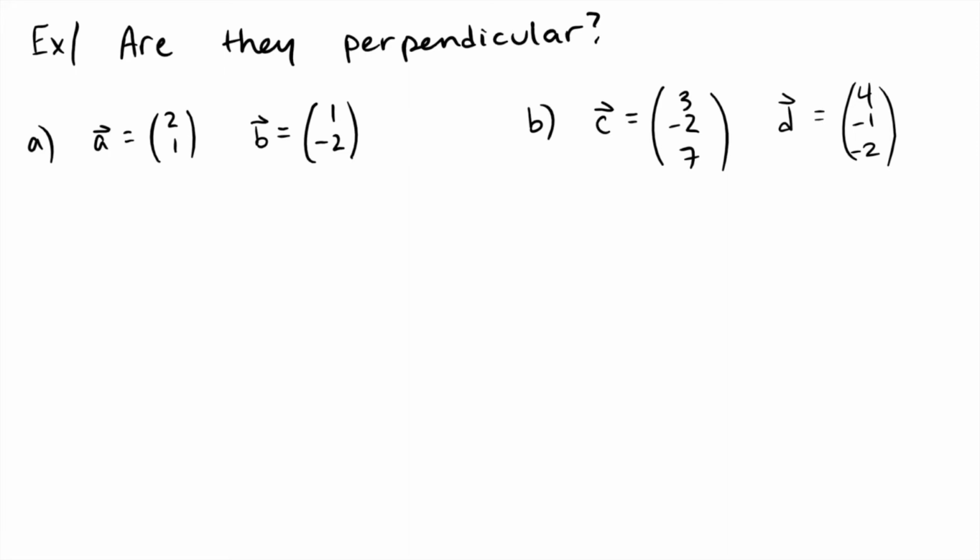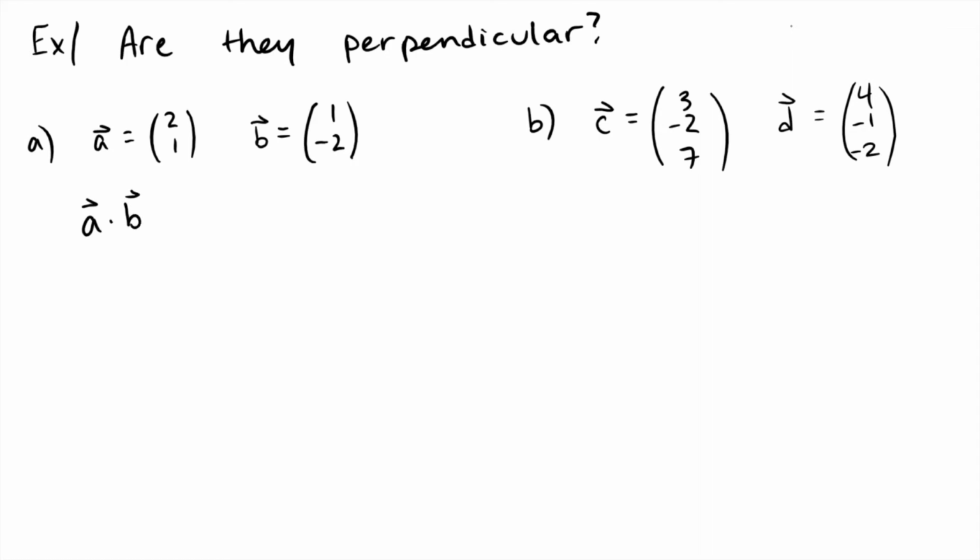So now we're going to start looking at verifying whether some vectors are perpendicular. So here I have two pairs of vectors. I've got vectors a and b, those are in 2 dimensions, and vectors c and d are in 3 dimensions. And so I know that the dot product of two vectors will be 0 if they are perpendicular. So if I calculate the dot product of vectors, I'll be able to see very easily whether they are perpendicular or not.